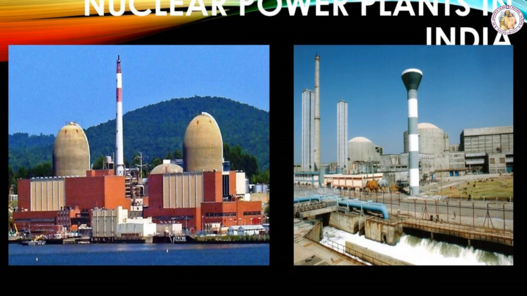Apsara was the first nuclear reactor built in India and Asia. Now there are 22 nuclear reactors which are operating in India. Some other operating reactors are Cirus, Dhruva, Purnima.